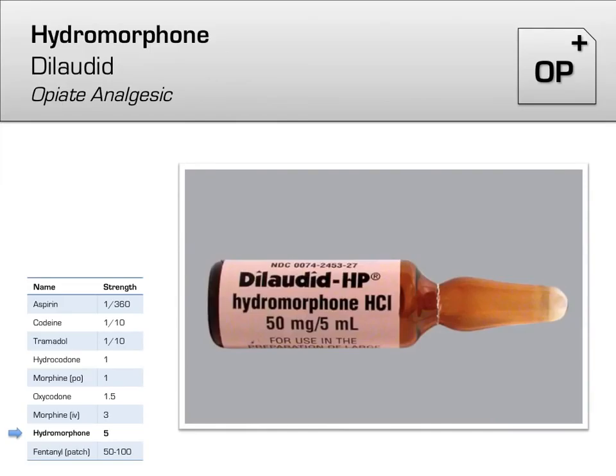Hydromorphone, brand name Dilaudid, is one that you will become familiar with after working in the ER, as its high potency, about 5 times greater than morphine, means it provides a particularly strong high, so drug-seeking patients will sometimes request it by name. Just remember that hydromorphone should not be a first-line agent for pain except in very severe cases.